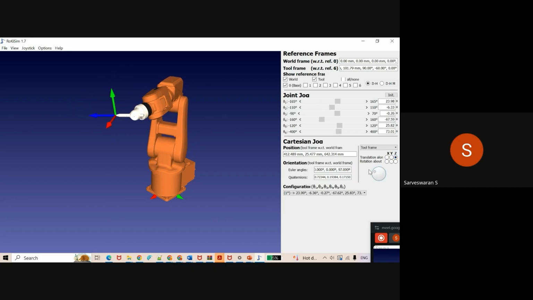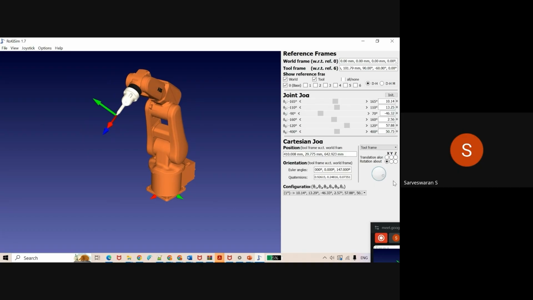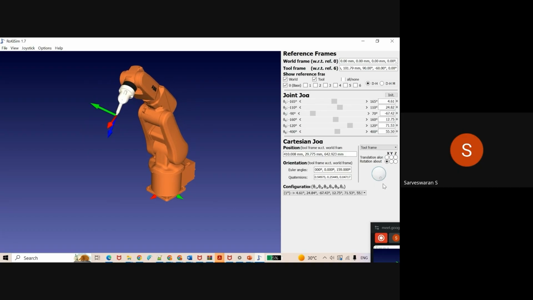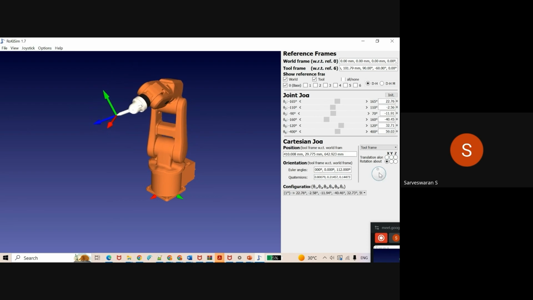Okay, try to move this, and then we will try rotation along x. Rotation along x. So when you are trying to move with respect to the tool frame, you can see a change in your joint angles based on the velocity.